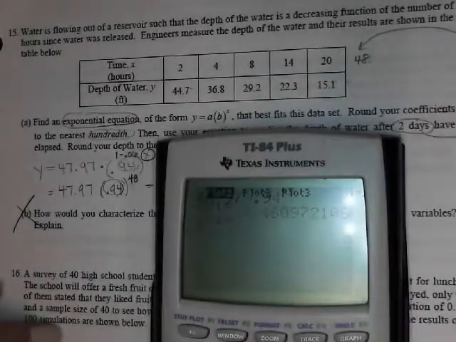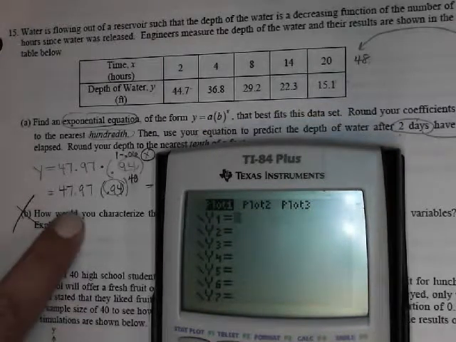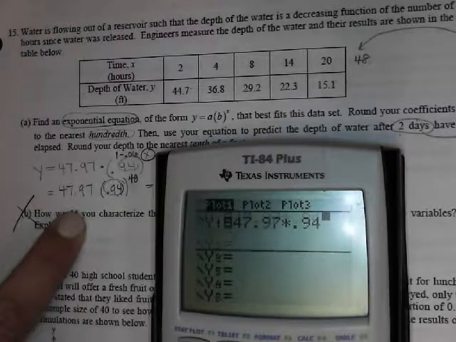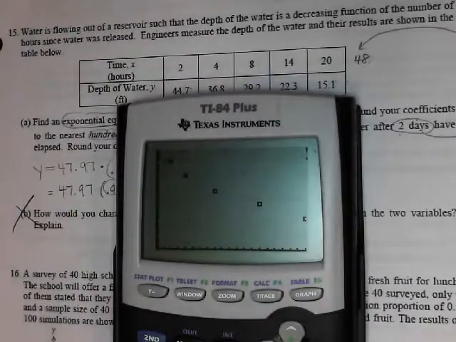Okay. I will, however, quickly graph this. 47.97 times 0.94 to the x power, and we'll see how close it is to all of our points, and that's pretty good. With the exception of this point here, that's a pretty good best fit line. Best fit curve, I should say. It's not a line. Alright, we get into the good stuff with stat, simulation type stuff.